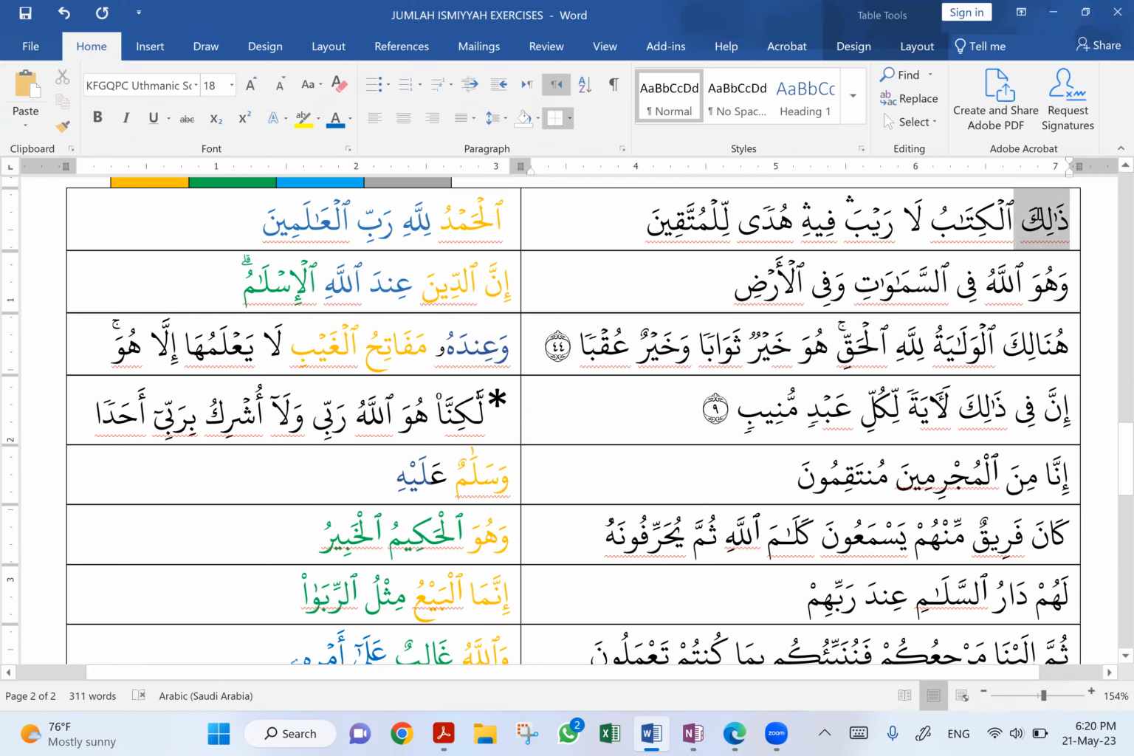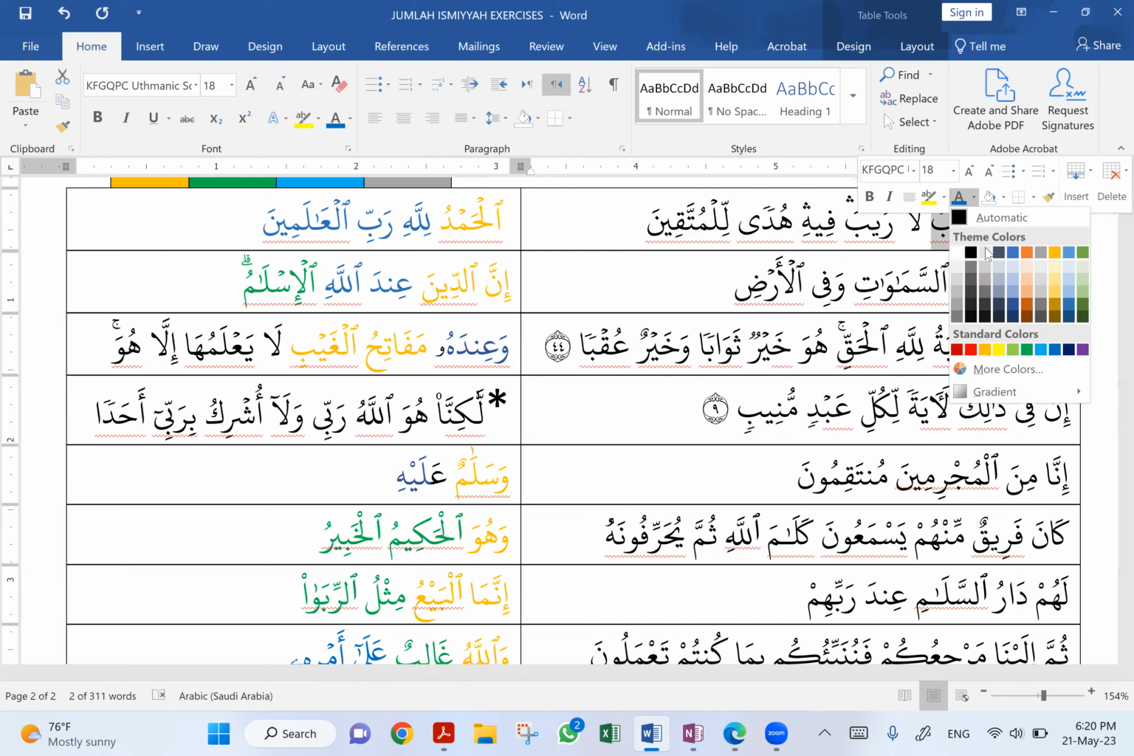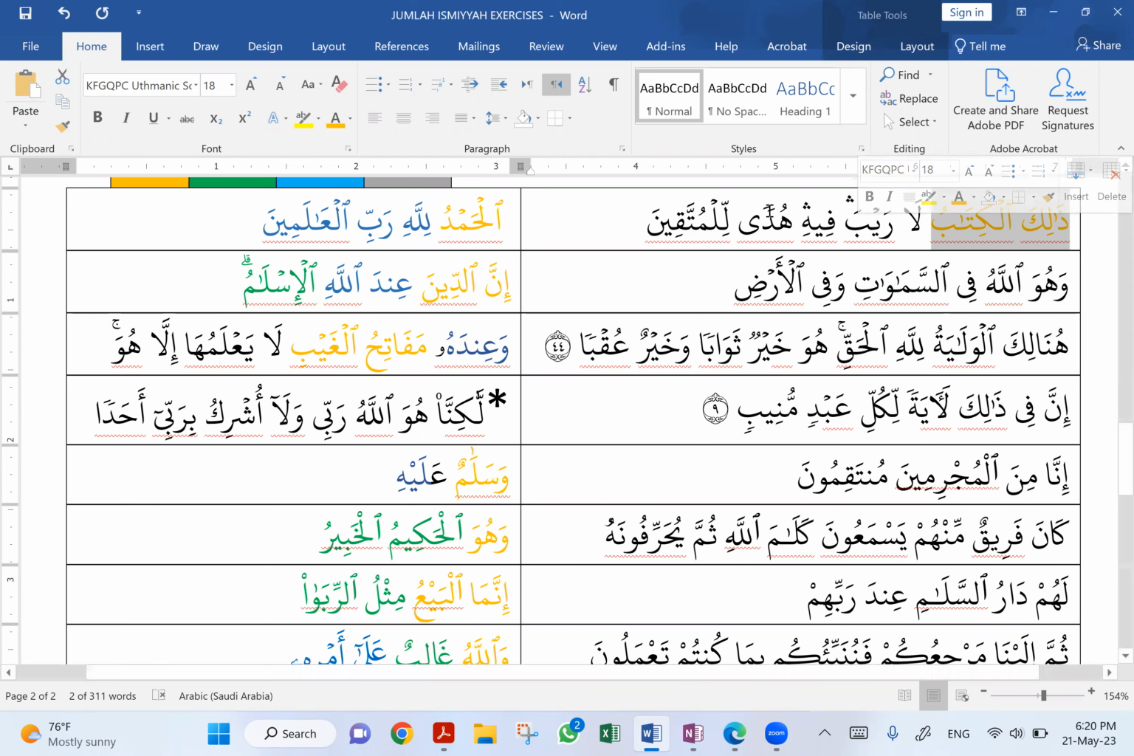Can I try with this one? Yes. ذلك الكتاب is ismu ishara musharin ilay, and it's mubtada. لا ريب فيه. There is no doubt in it. والدليل المتقين. It's complicated.